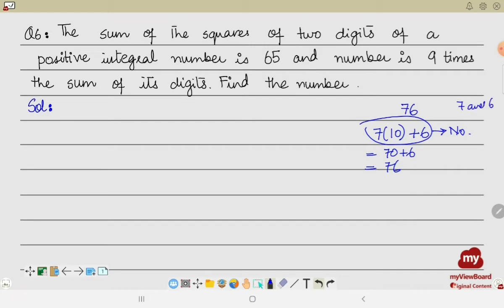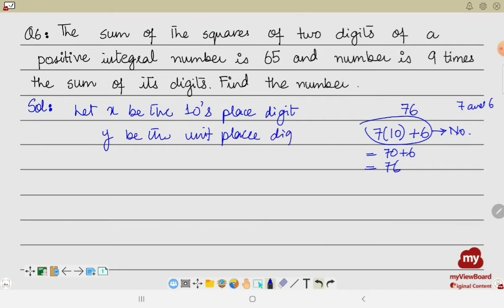So let's read out the question again. The sum of the squares of two digits of a positive integral number is 65, and the number is 9 times the sum of its digits. Find the number, right? So let us suppose the number first. Let x be the tens place digit, right? And y be the unit place digit. So how is the number formed now? 10x plus y. So the digits are x and y, but the number is 10x plus y.